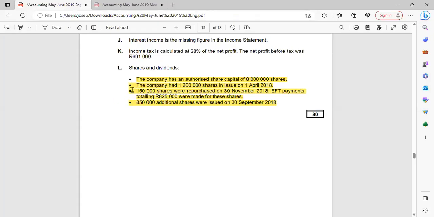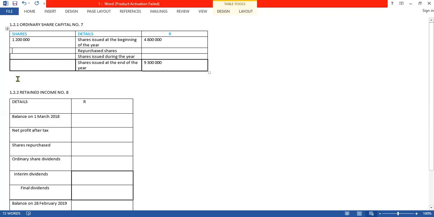Okay, and they said 150,000 shares were repurchased on 13 November 2018. So on 13 November 2018, the company repurchased 150,000 shares. We are just going to record it in our answer sheet before we calculate our average share price, right?